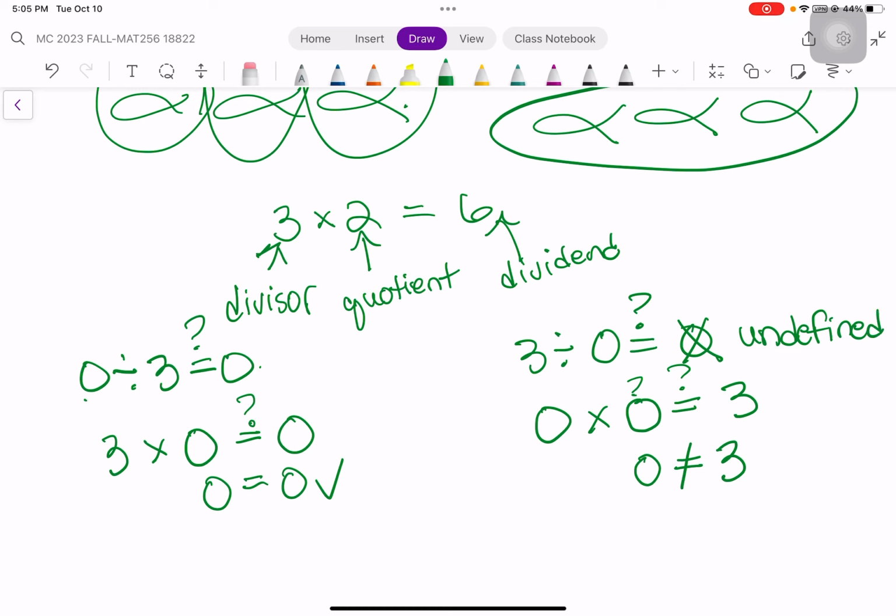I hope that helps you understand partitive and measurement division, and also how we can explain division with 0 and why our answer is 0 or undefined.